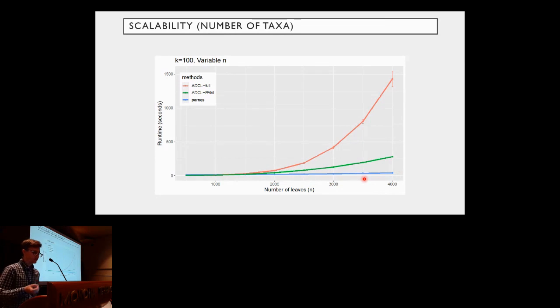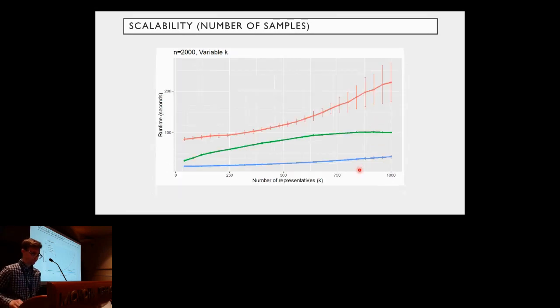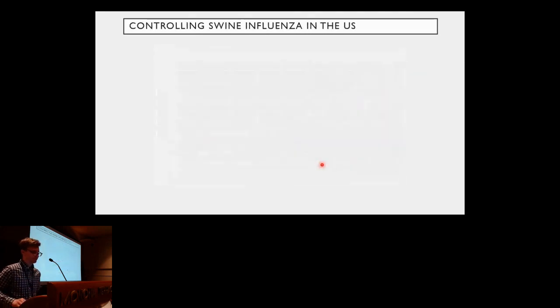What's most encouraging here is that, as I already mentioned, ADCL PAM is an inexact heuristic, while in PARNAS we implemented an optimal algorithm, so it's nice to see that we're beating the heuristic too. And this is just complexity in terms of scalability in the number of representatives. We can again see here that we are faster than the other two algorithms.